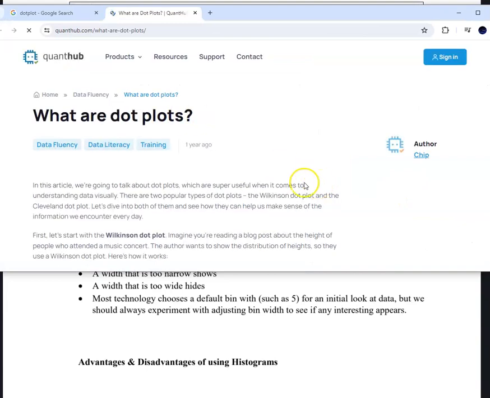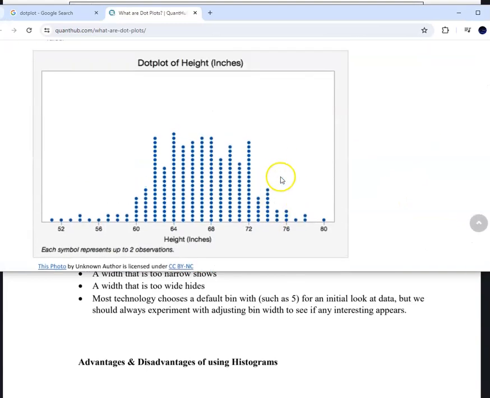Here's one, I just did some Googling. Here is one where we're looking at heights. So you can see that the heights in this data set range from somewhere around 50, maybe 50 inches to about 80 inches.